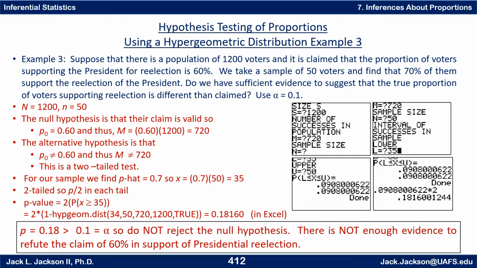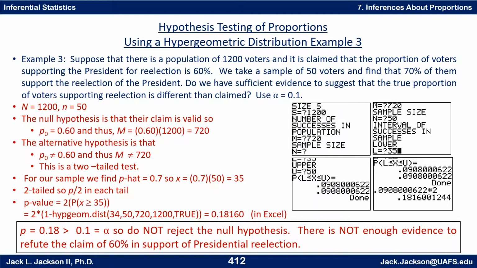Should probably try this one yourself, but here we go. The null hypothesis is that their claim is valid, so P naught is 0.6, and thus M is 0.6 times 1,200, which is 720. N is 1,200, the population size. Little n is 50, which is the sample size. The alternative hypothesis is that P naught is not 0.6, thus M is not 720. Notice this not equal, so this is a two-tailed test.